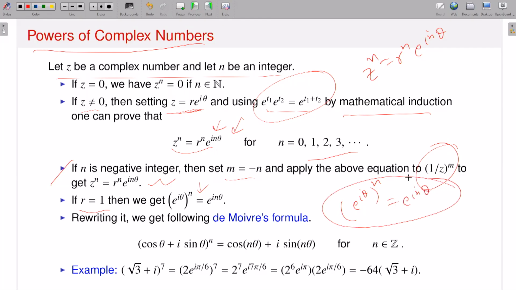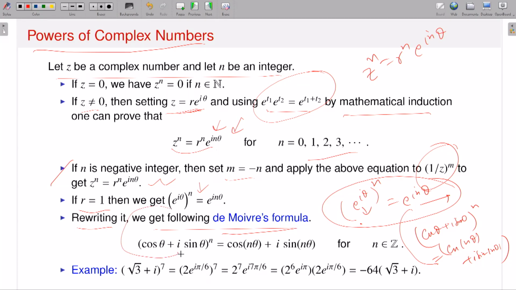Now what is that? This is a well known formula called de Moivre's formula, that you know, right? By Euler's formula, cosine theta plus i sine theta, to the power n, is exactly equal to another complex number, cosine of n theta plus i sine of n theta. This is de Moivre's formula you know. So using the powers of a complex number, you can have it. Rewriting it, we get the following de Moivre's formula: cosine theta plus i sine theta, to the power n, is exactly equal to cosine of n theta plus i sine of n theta, n running over the integers Z.